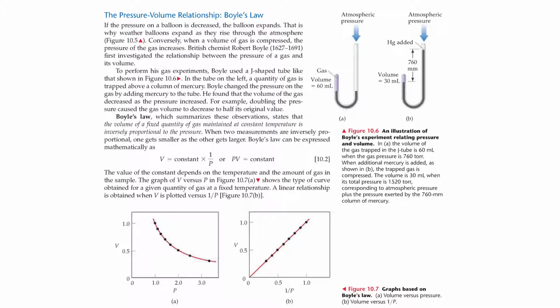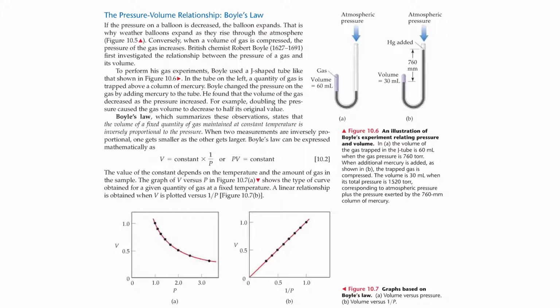To perform his gas experiments, Boyle used a J-shaped tube, shown in figure 10.6. In the tube on the left, a quantity of gas was trapped above the column of mercury. Boyle changed the pressure on the gas by adding mercury to the tube. He found that the volume of gas decreased as the pressure increased. For example, doubling the pressure caused the gas volume to decrease to half its original value.